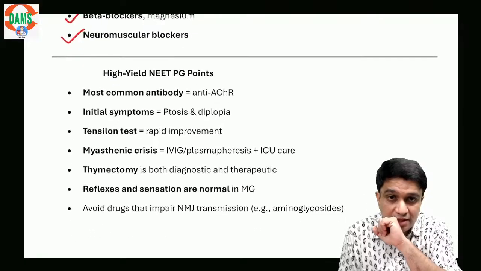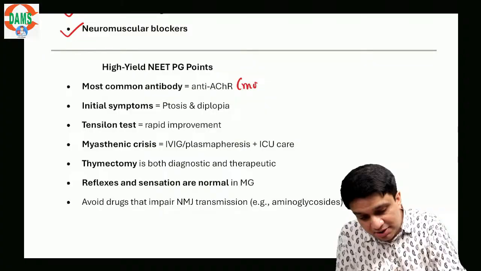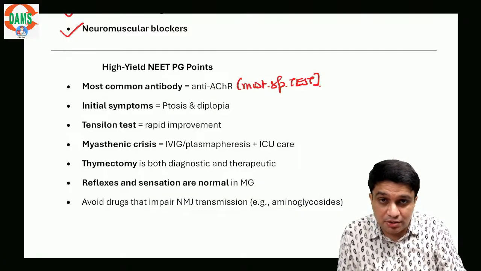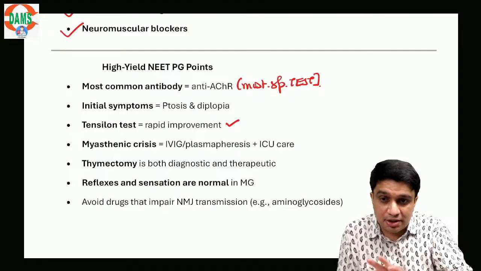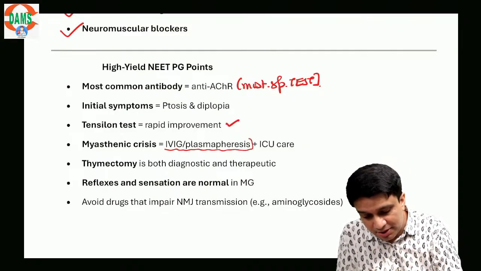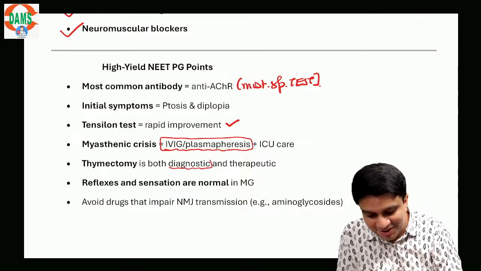So the most common antibody is the acetylcholine receptor antibody. That's why we mark the test as the most specific test to diagnose myasthenia. Initial symptoms are diplopia and ptosis. The Tensilon test will bring rapid improvement, but nowadays we are not considering it. With crisis, you give IVIG and plasmapheresis. Now, thymectomy is both diagnostic and therapeutic.